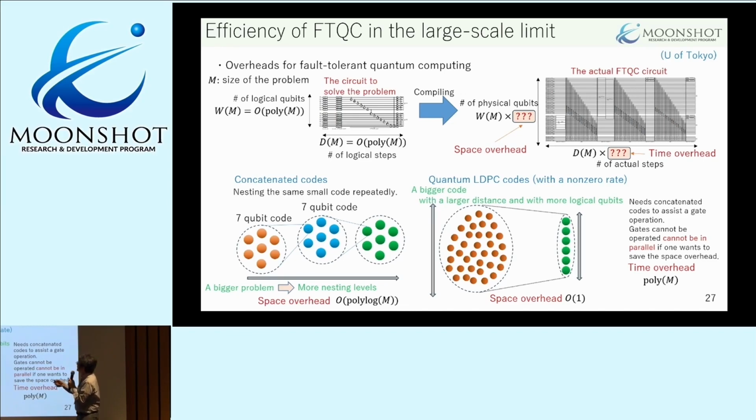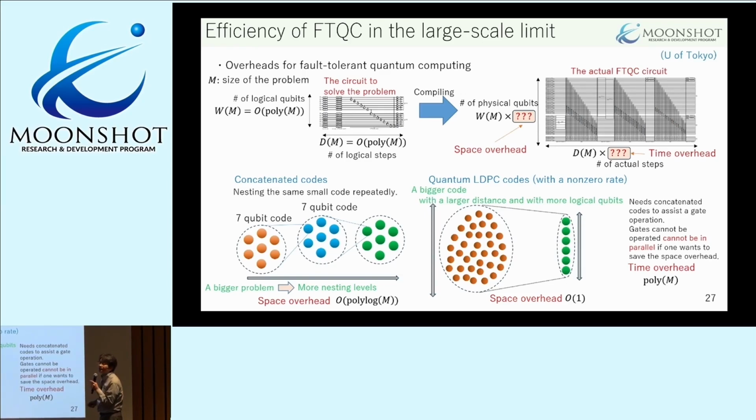Okay, let me define the overheads of fault-tolerant computing first. As we try to solve a problem of size m, we want to run a quantum circuit of W qubits and D steps. But to fight against the noise, what we're going to do is to simulate this circuit on the FTQC circuit, which is, of course, bigger than this. Now, the ratio of the number of qubits to the original is called space overhead, and the ratio of steps is called time overhead. Now, we want to know the scaling of these overheads over the size of the problem.